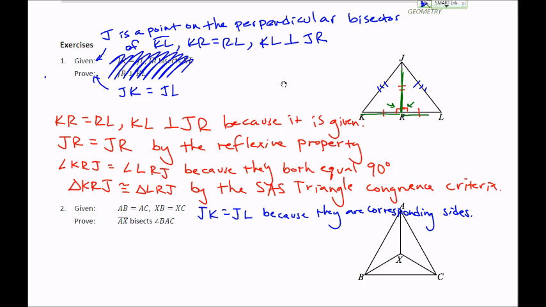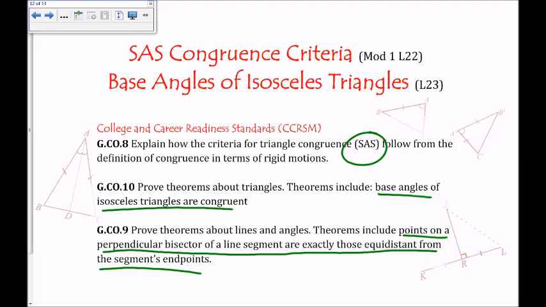Go ahead and put a standard star next to that question, because proving that is one of our standards. In this video, we introduced the side-angle-side congruence criteria and used it to prove a couple of theorems, including two that are specifically mentioned in our standards. Thank you so much for watching.